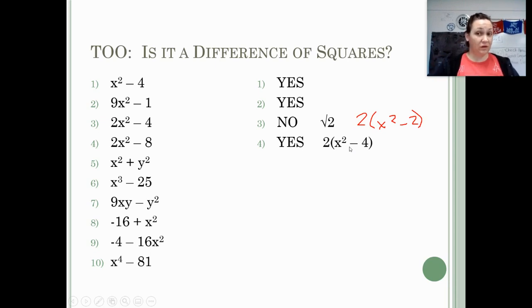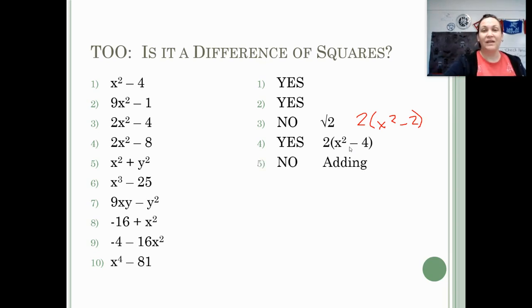All right, number 5 is a little bit tricky. I do know the square root of x squared. I do know the square root of y squared, but it's not a difference. It's an adding problem. It's a sum. So number 5 is not a difference of squares. And number 5 actually is prime. We could not factor that one at all.